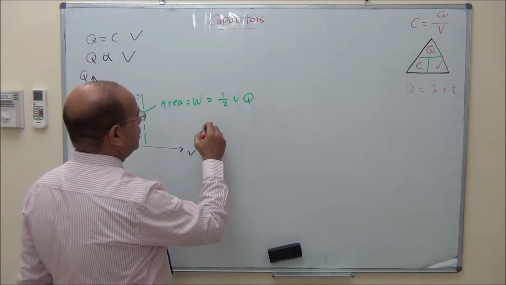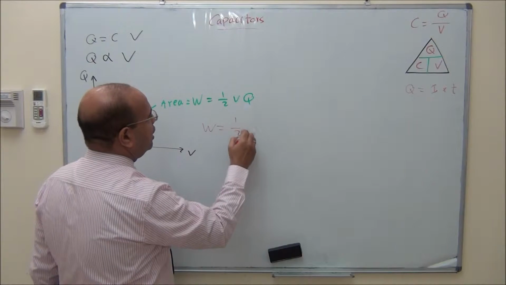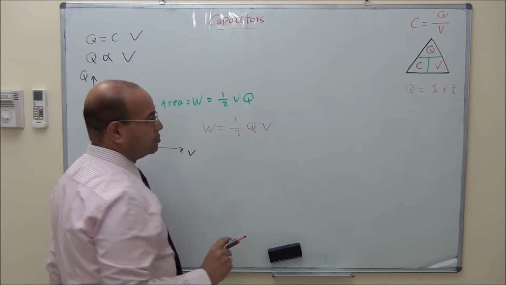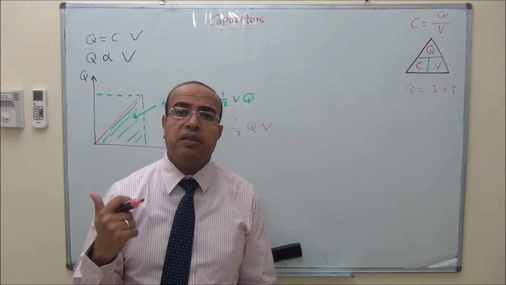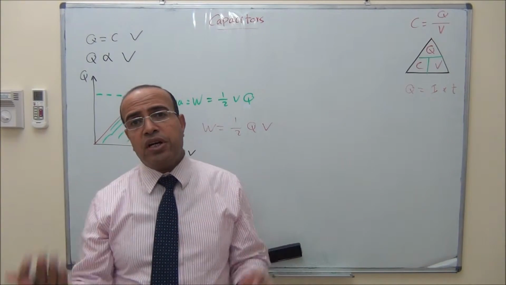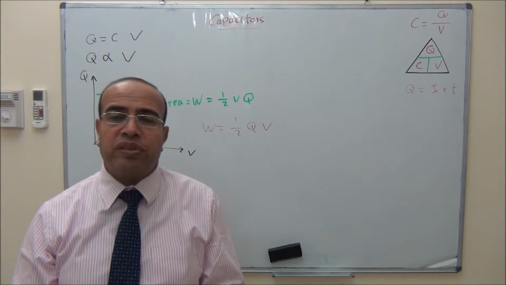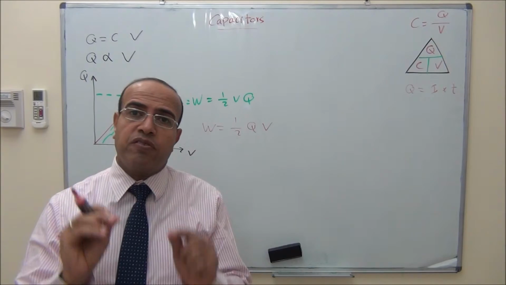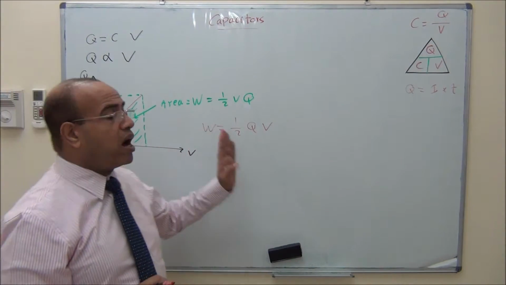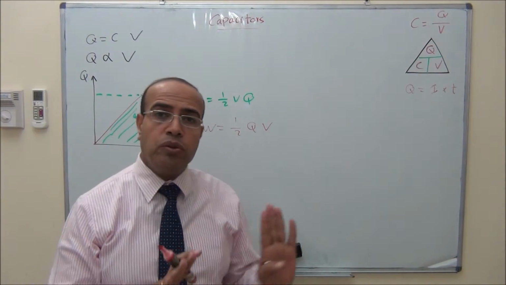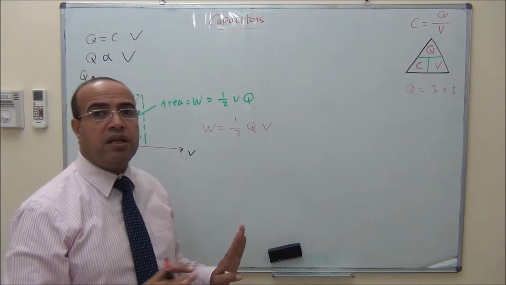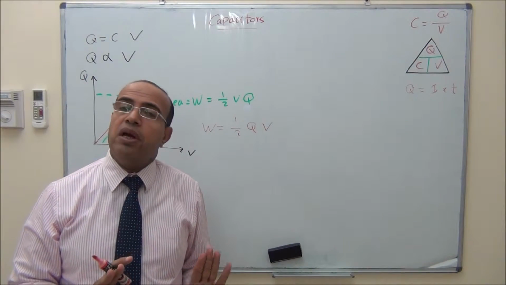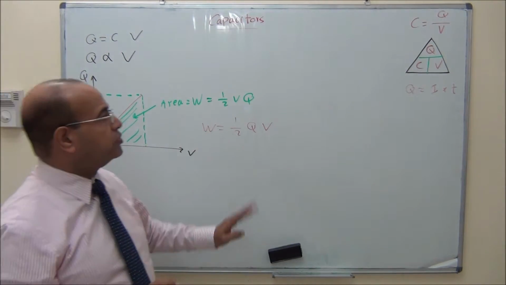The energy in a capacitor equals half QV. Take care, we studied the energy before. The energy generally is QV, Q times V. But in case of a capacitor, the energy is half QV. Don't use this formula in any other device, just in a capacitor. In a capacitor, the energy is half QV.